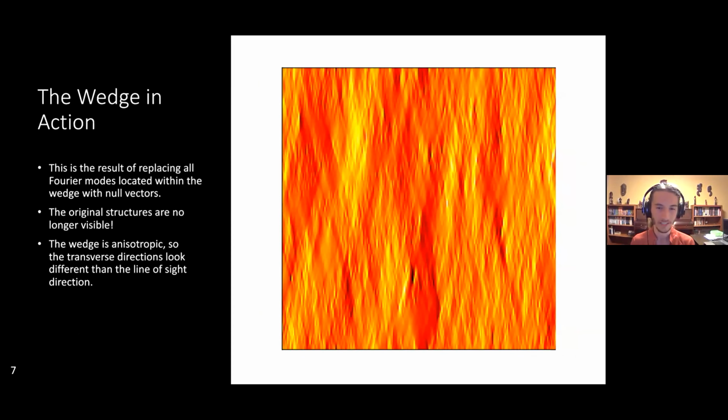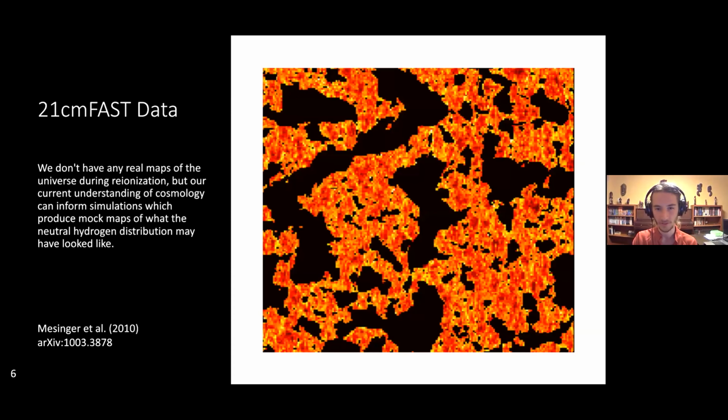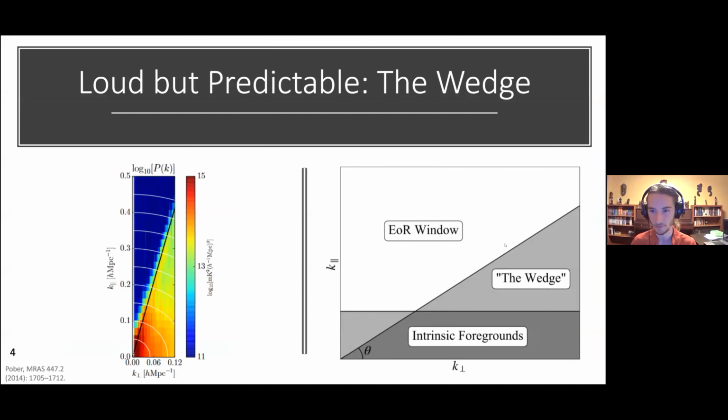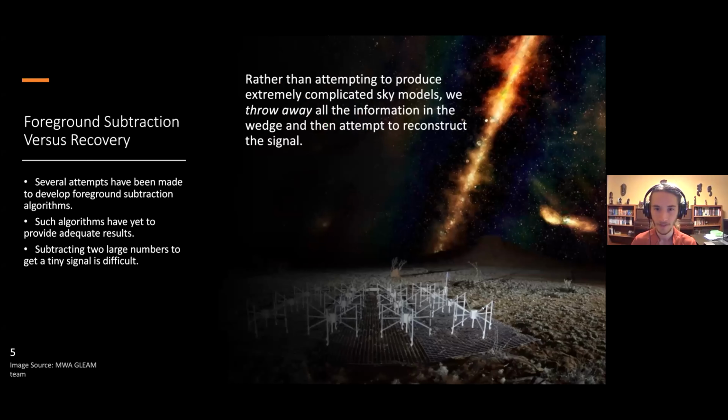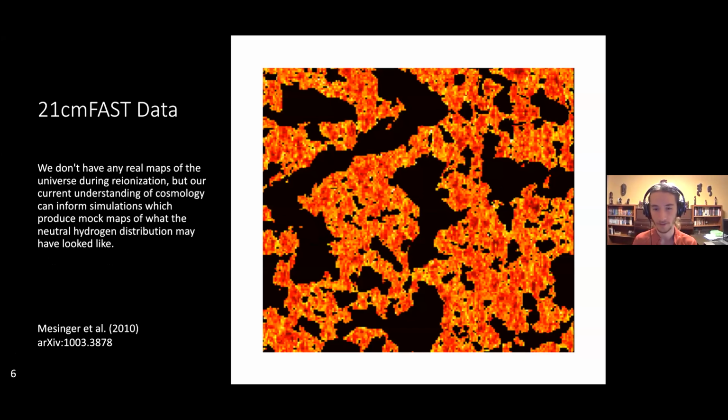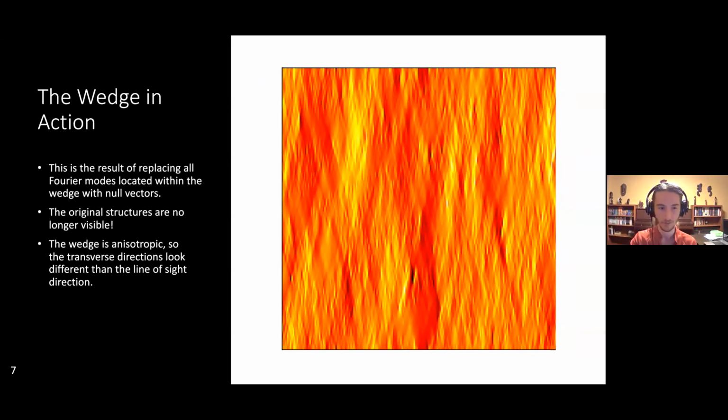To illustrate the effect of the wedge of the Milky Way foregrounds, if I take the Fourier transform of this simulated map and zero out all of the modes that exist in this wedge region, sending them all to 0, and then inverse Fourier transform back to real space, I end up with this picture here on the right. Nothing of interest or value remains. You're just throwing out so much data that there's nothing visibly interesting left.